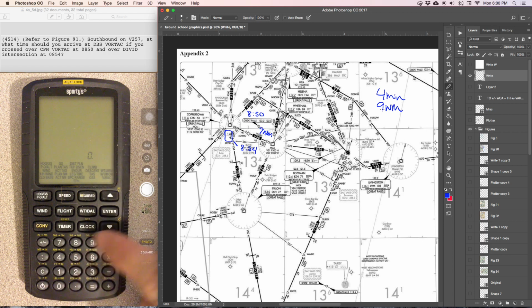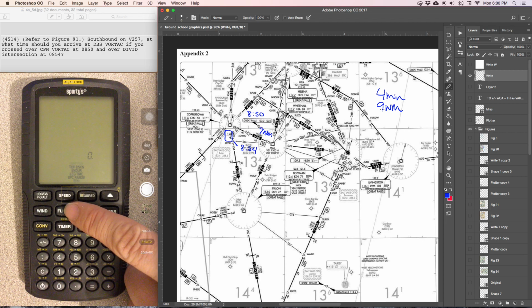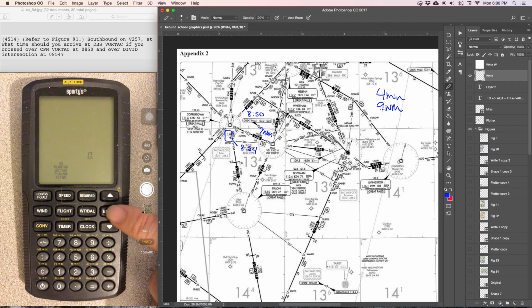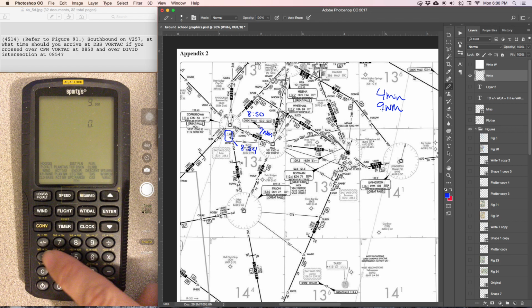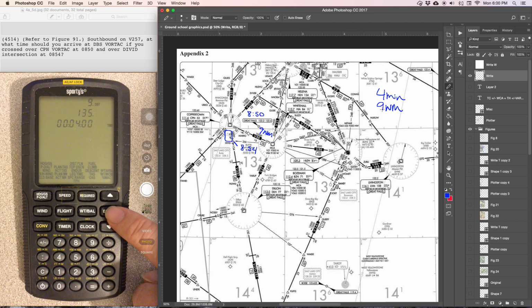So going over to the E6B, we're going into flight, or speed, then ground speed. Distance is 9 nautical miles in 4 minutes. Now to enter minutes, we have to enter the hours first. So 00 hours, colon, 04 minutes. Enter. That gives us a ground speed of 135 knots.